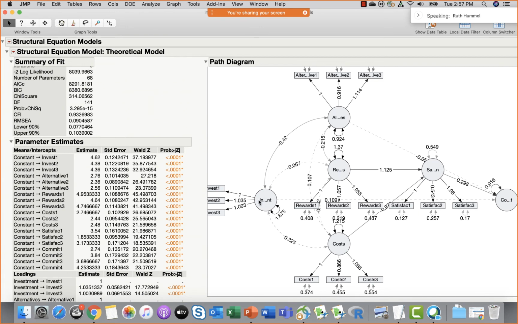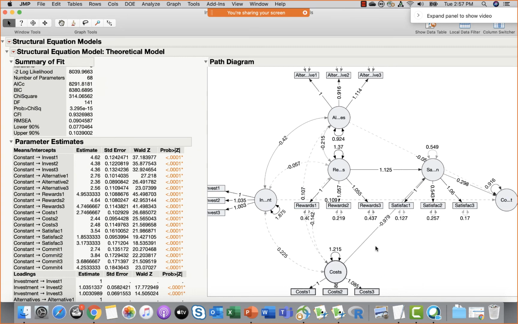Now this is okay. So we've got a relationship between investment and commitment that is non-significant. We have a relationship between alternatives and commitment, which is negative but non-significant. And then the costs and rewards, we have the belief that each of these, let me select this latent group and move it down a little bit so we can see the number. So this is a negative number and it's statistically significant. It's not a dotted line.